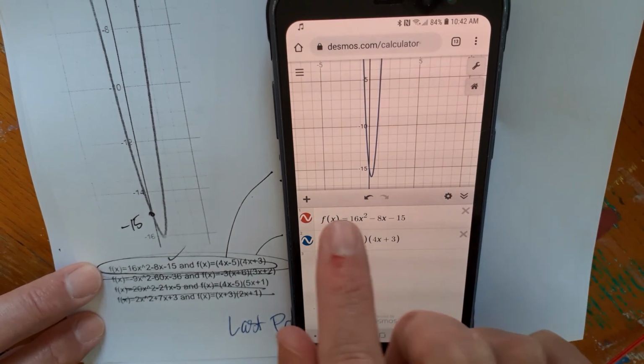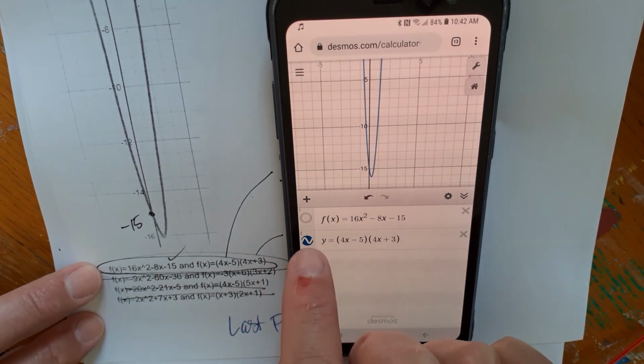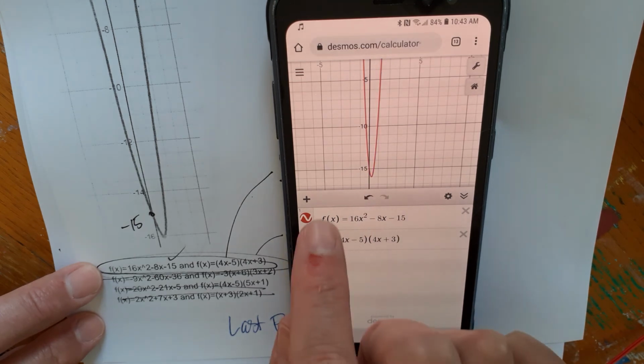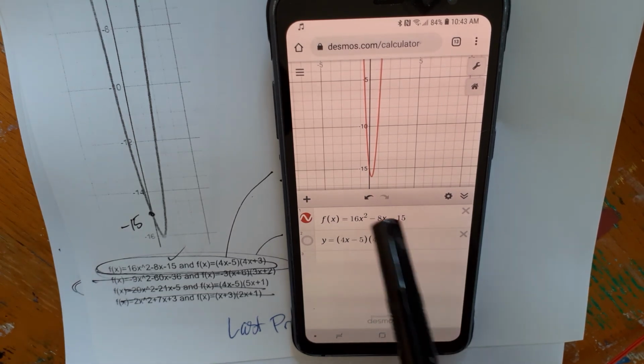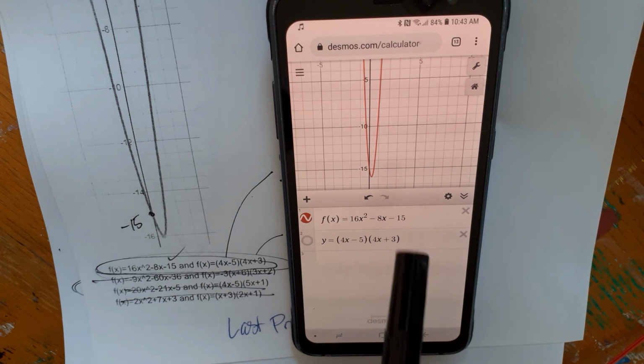Can I turn one off and one on? Okay, one's off. There's the blue one. Let's turn the red one on. It's right on top of it. Turn the blue one off. They're right on top of each other. So just so you understand, this is proving that these are equivalent statements, right? They look different, but they're the same value.